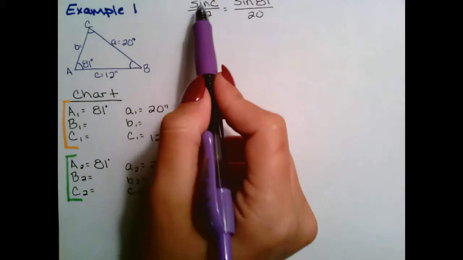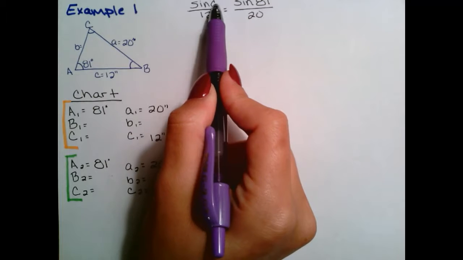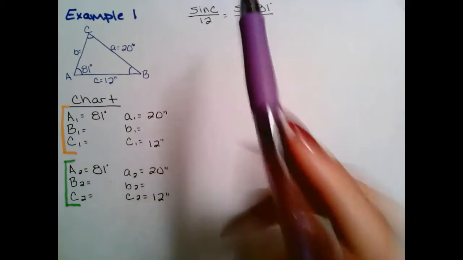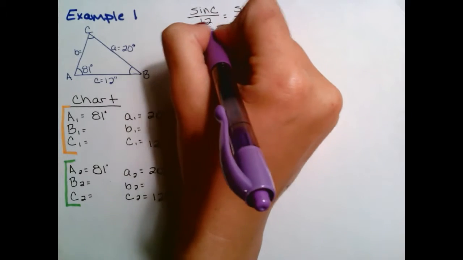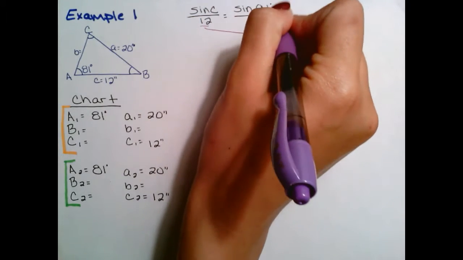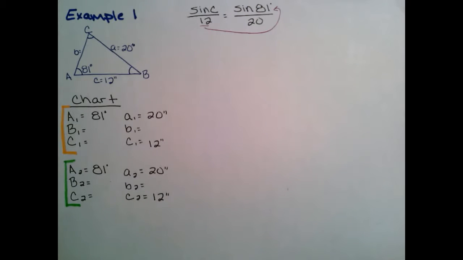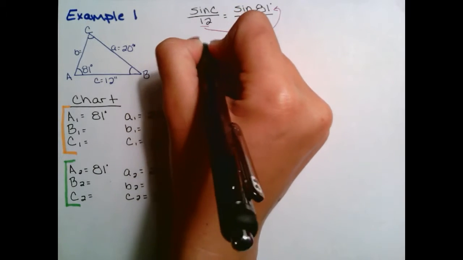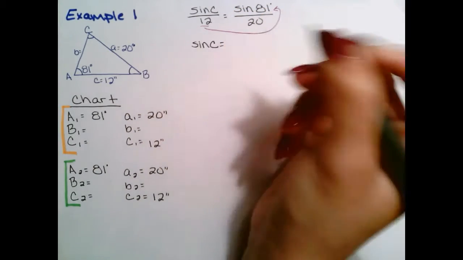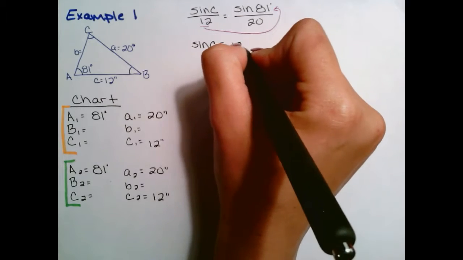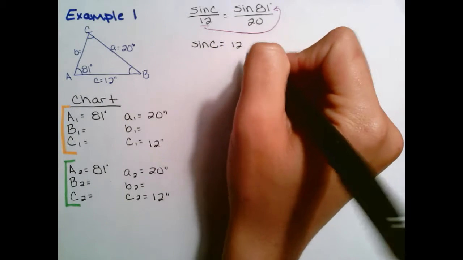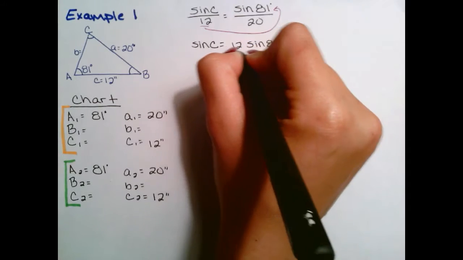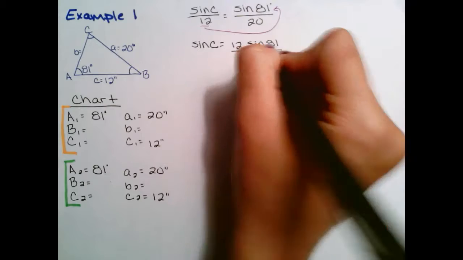Now, I want this numerator by itself because I want to start getting that C alone. So what I'm going to do is take this 12 and multiply it over to the other side. So this would read sine of C equals, I like to put my 12 up front to make sure my calculator doesn't accidentally get multiplied with that sine of 81. And then we divide all of that by 20.